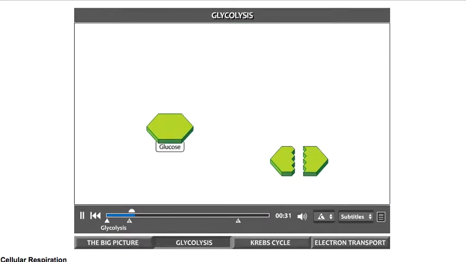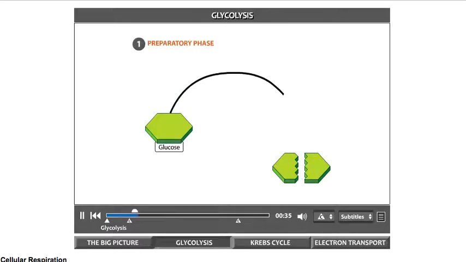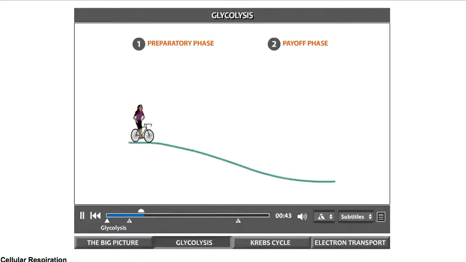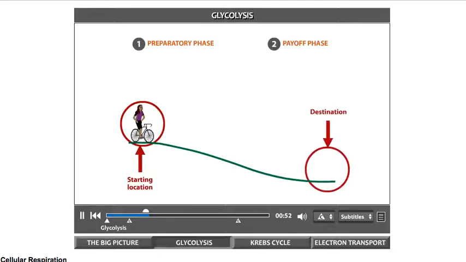Glycolysis has two distinct phases: an uphill preparatory phase and a downhill payoff phase. One way to understand the two phases of glycolysis is to compare the process to a downhill bike ride. Glucose has a lot of potential energy. A cyclist at an uphill starting spot has a lot of potential energy too. With little effort, the rider taps the potential energy and coasts to the downhill spot.